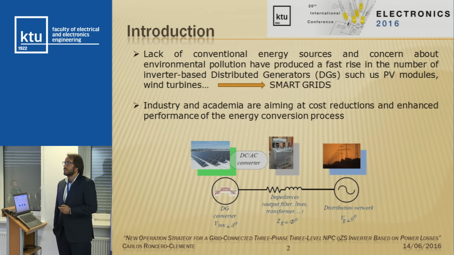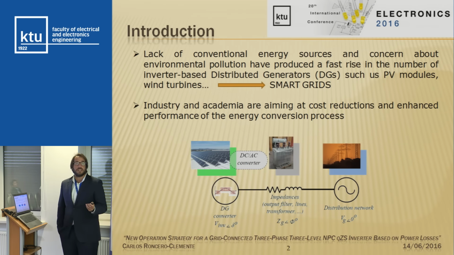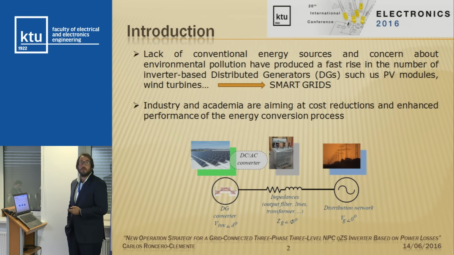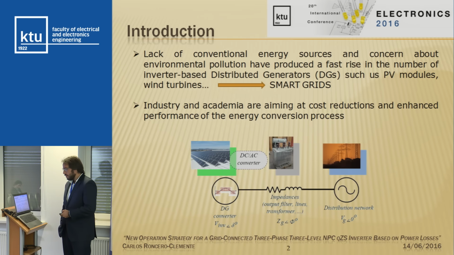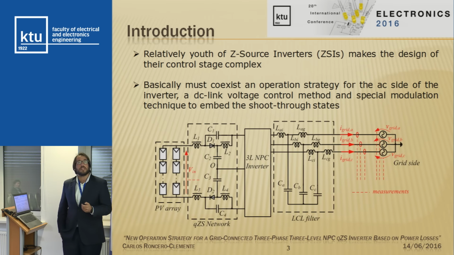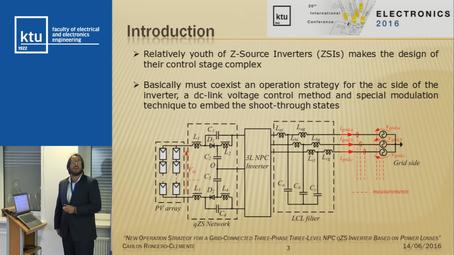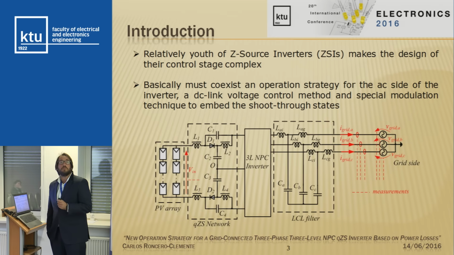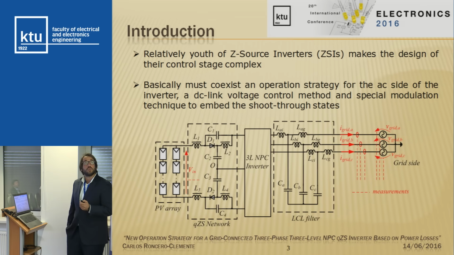Concurrently, industry and research are aiming at cost reduction of the overall energy conversion process, and some innovative ideas look pretty interesting for the photovoltaic energy conversion system. Traditionally, this conversion process has been composed of a two-stage power converter, a DC-DC boost converter and a traditional inverter. Some new topologies based on an impedance source network can step up the input voltage in a single stage by means of the shoot-through.